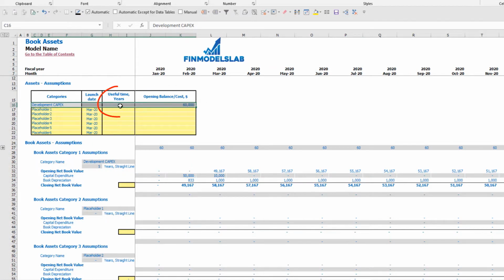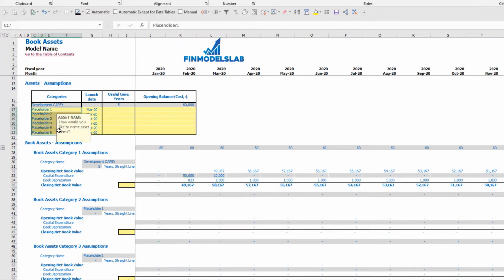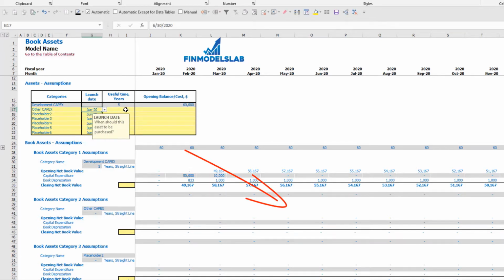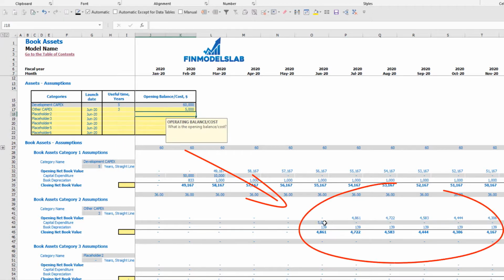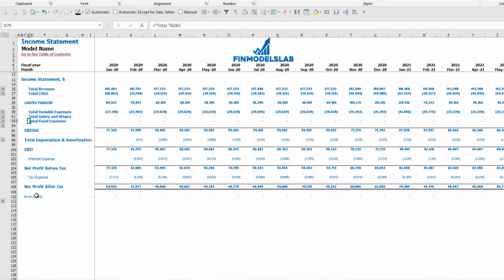By default, the useful time for development CAPEX is 5 years, so you may see the calculation of depreciation and closing net book value. You are also able to input up to 6 other assets, for example, other CAPEX with launch date, for example, June, with 3 years of useful time, with $5,000 cost. You may see the calculation here. So in this tab you have calculation of capital expenditure, book depreciation, and closing net book value. The total amounts you may see in the income statement tab in the depreciation section.